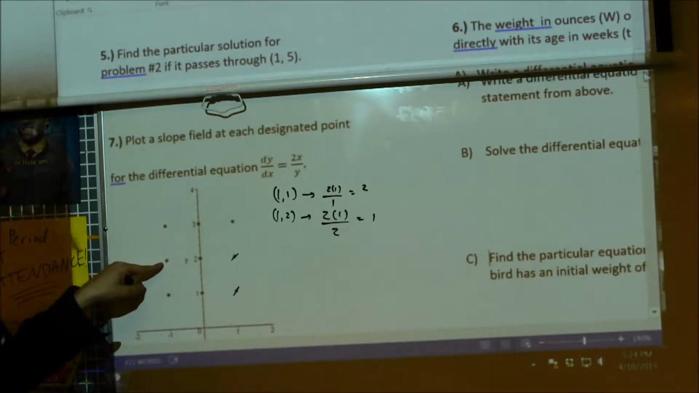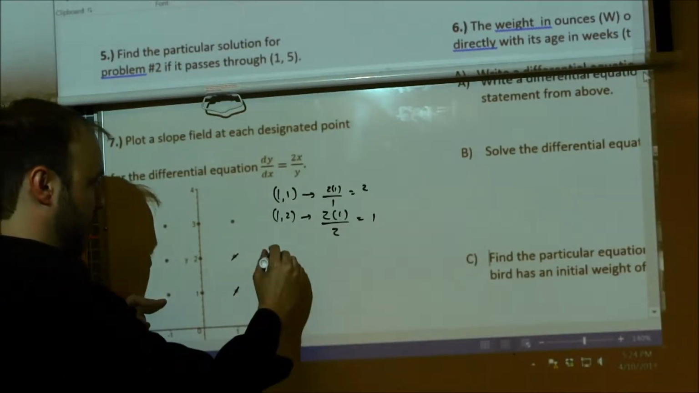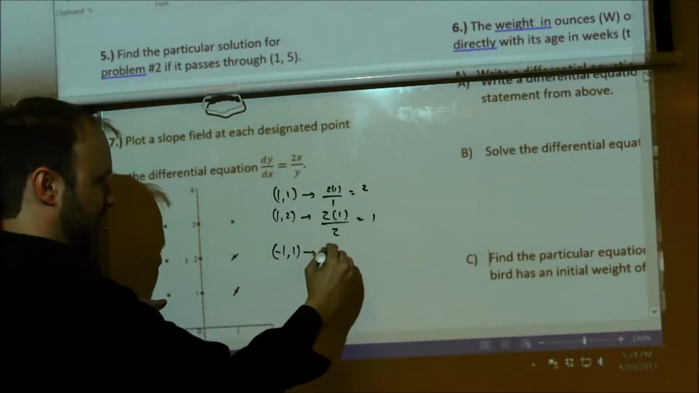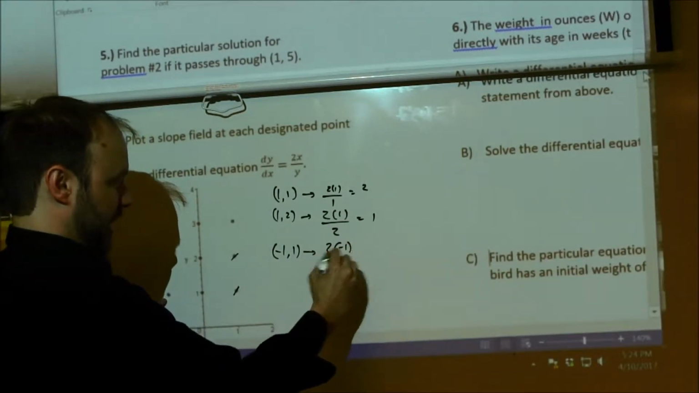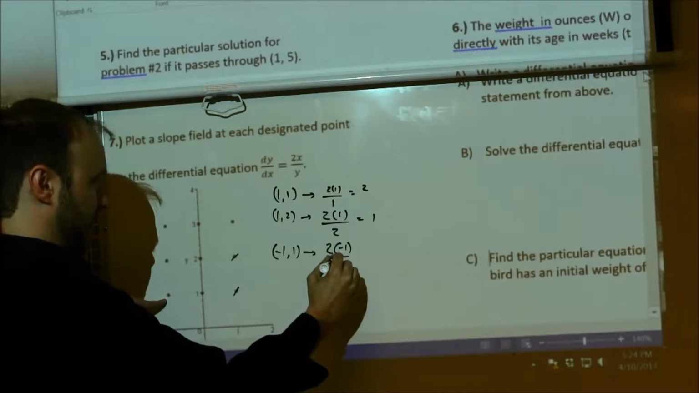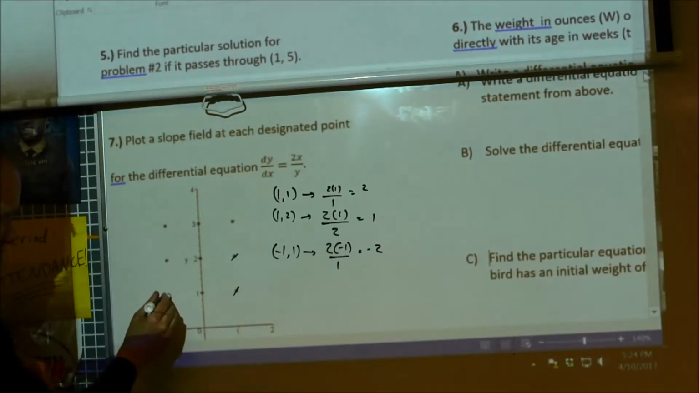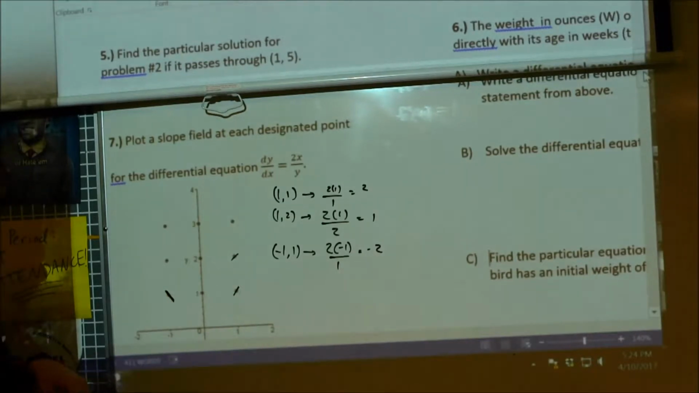You want to watch your positive and negative signs. For example, if I do (-1, 1), I get 2 times the x value, which is 2 times -1, over the y value, which is just positive 1. And that's going to be a slope of -2. So the slope of -2 will be kind of steep. It'll be going like that.